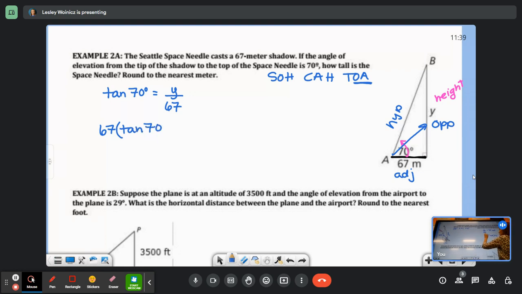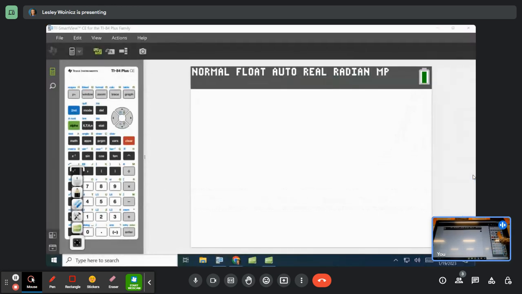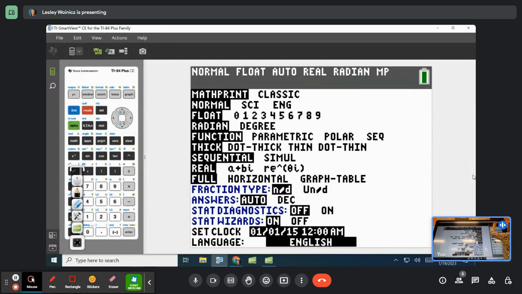Now before you do this, make sure your calculator is in degree mode. So go to mode, make sure that you're on degrees. See, I'm already on radians. I'm messing up already. Okay, find your calculator.